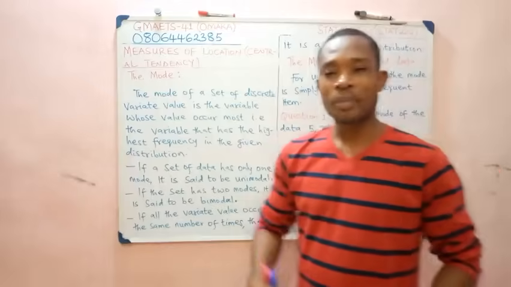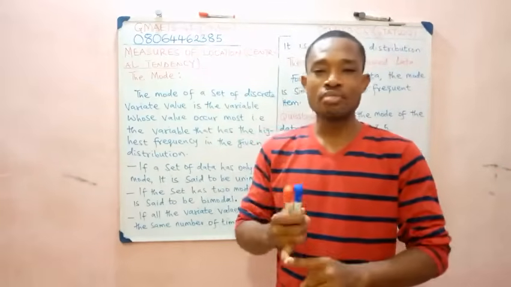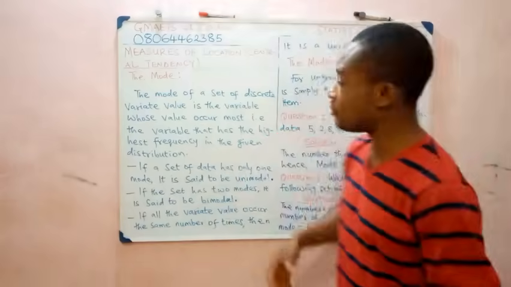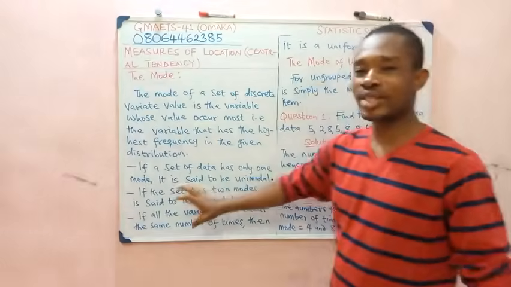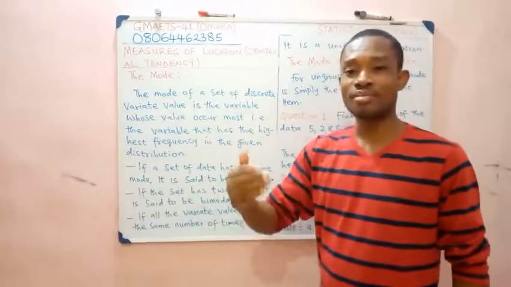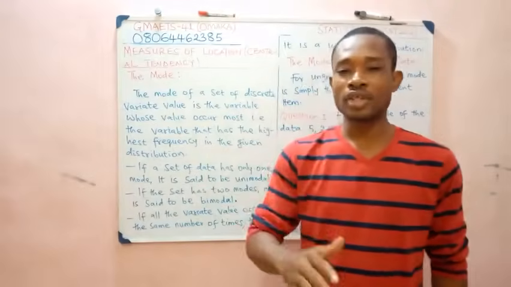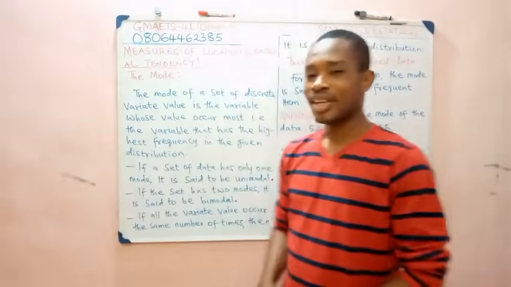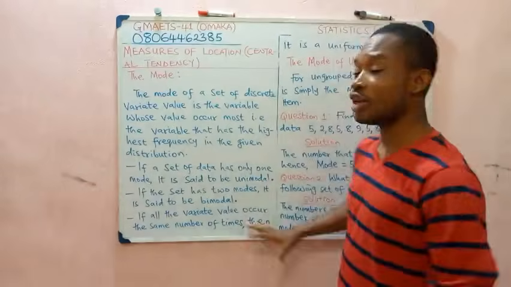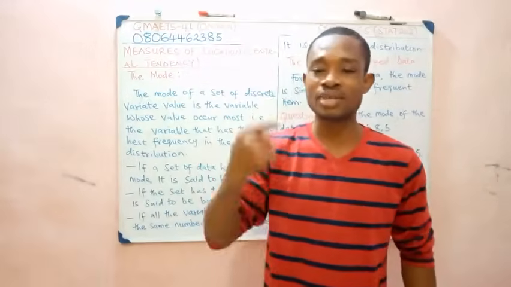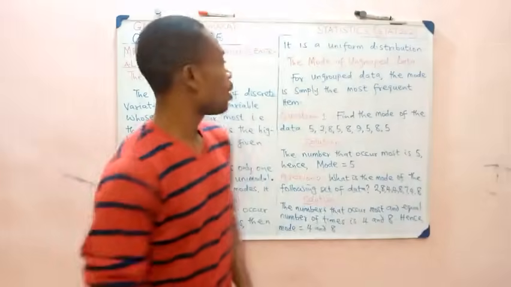Now, the mode of a particular distribution can either be unimodal or bimodal, or it can be a uniform distribution. When we say that a distribution is unimodal, that is when it has only one mode. It is bimodal if it has two modes. It is a uniform distribution if all the variate values in the given distribution occur the same number of times.